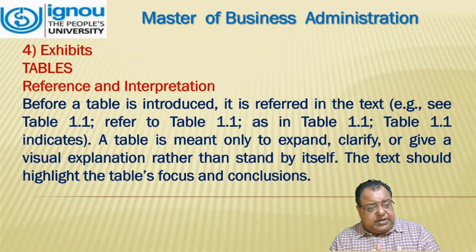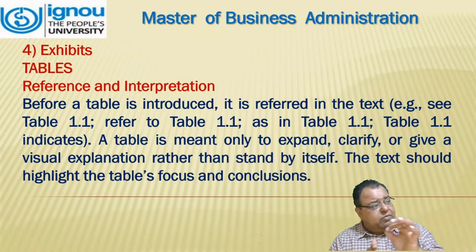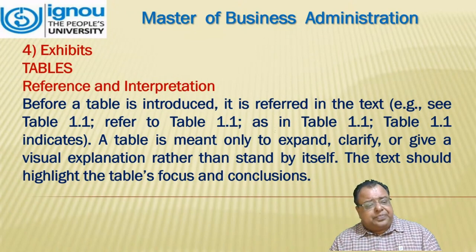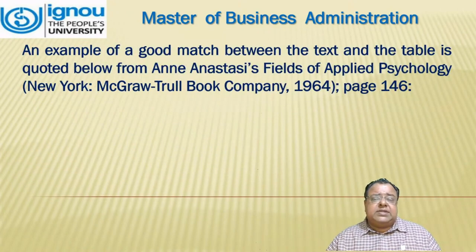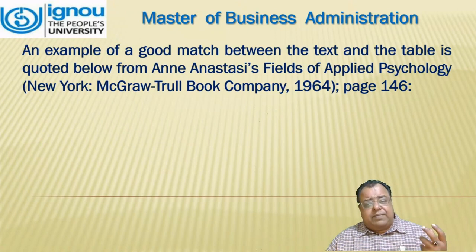References and interpretations. Before a table is introduced, it is referred to in the text. For example, see Table 1.1, refer to Table 1.1, or as in Table 1.1, or Table 1.1 indicates. A table is meant only to expand, clarify, or give a visual explanation rather than stand by itself. The text should highlight the table's focus and conclusions. An example of a good match between the text and the table is quoted below from Essential Fields of Applied Psychology.